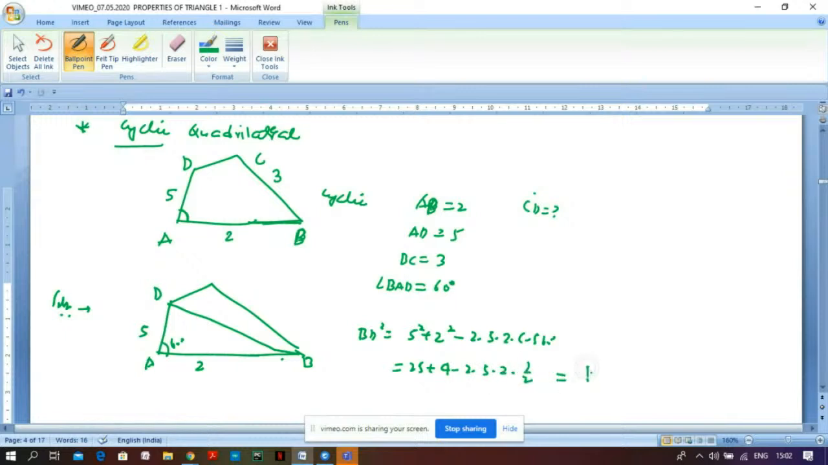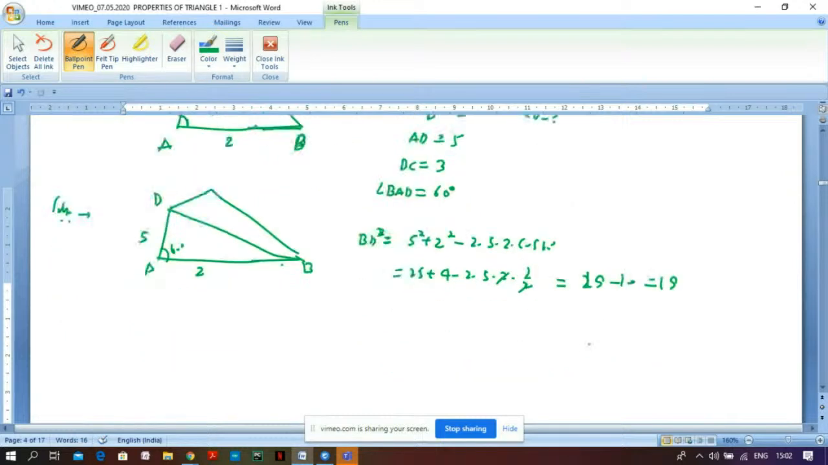That is 29, and minus 2 cancels 10. So that is 19. It means BD squared is 19. BD is not that good, it is irrational. But we don't need BD, we in fact need BD squared.